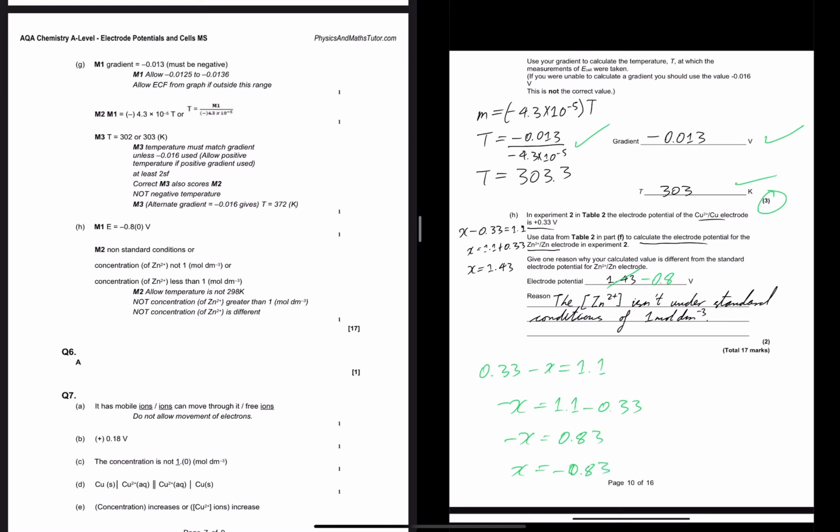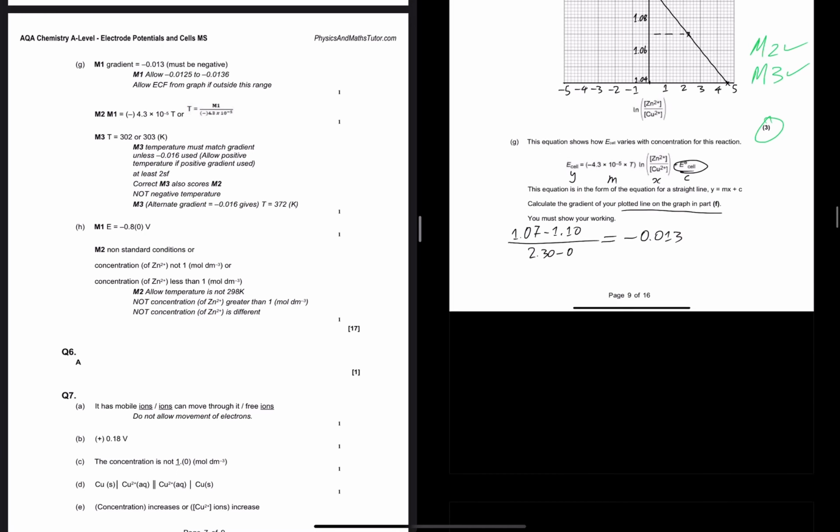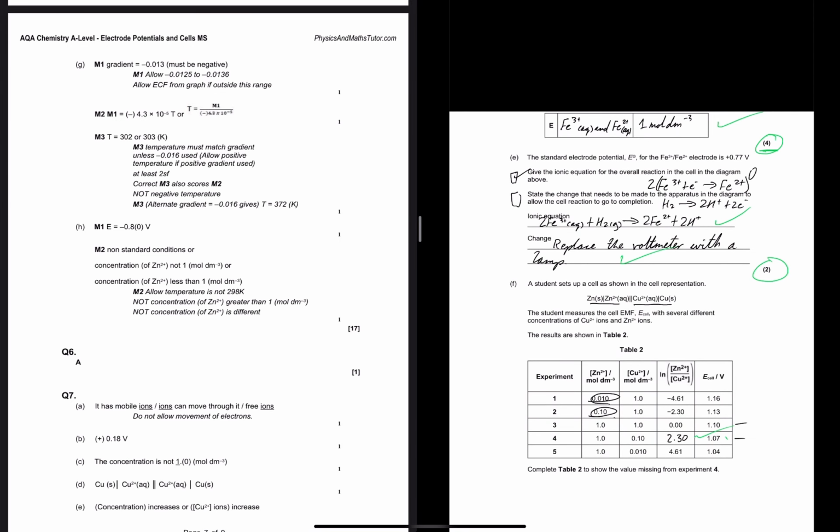Oh, the Zn2+. Zn2+ is the one that's being... I am an idiot, I realize now. The one that's on this side is the one that's being oxidized. My bad, I made a massive mistake there. This is the one that's being oxidized. I switched them the wrong way around. I said this is the one that's being reduced, and that's the one that's being oxidized.